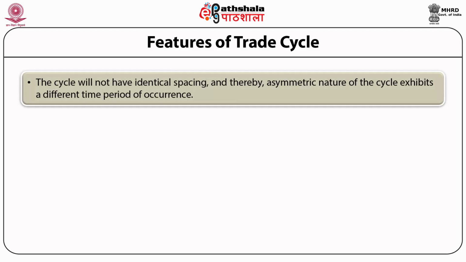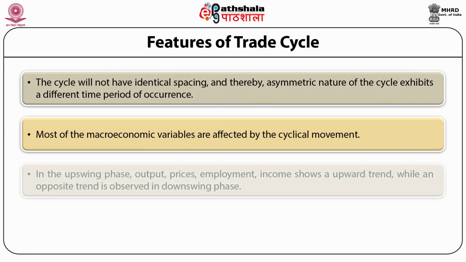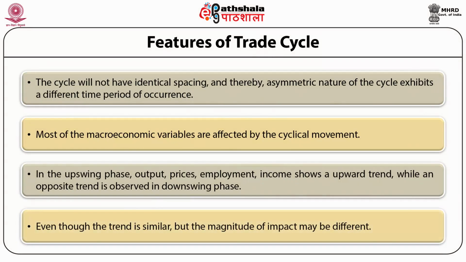The cycle will not have identical spacing, and thereby the asymmetric nature of the cycle exhibits a different time period of occurrence. Most of the macroeconomic variables are affected by the cyclical movement. In the upswing phase, output, prices, employment, income show an upward trend, while an opposite trend is observed in the downswing phase. Even though the trend is similar, the magnitude of impact may be different.